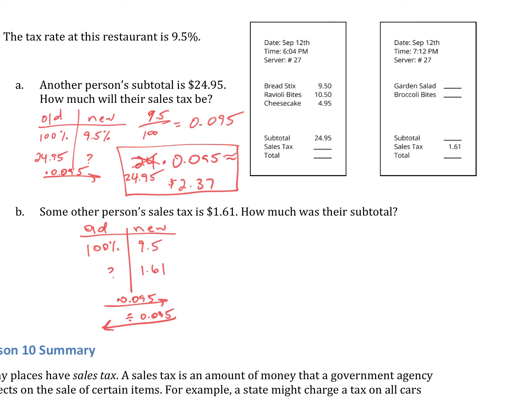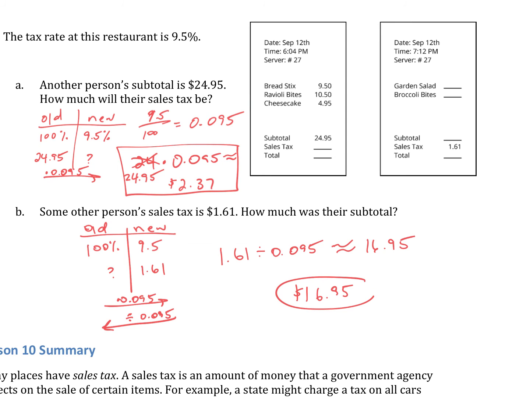And please use a calculator for this. I would not expect you guys to do this long ways. So I have $1.61 divided by 0.095, and that approximately equals $16.95. So again, we had to round. It was like 16.947, so we just round to 16.95.